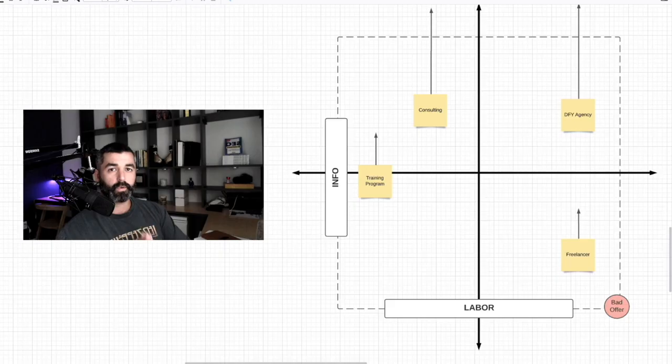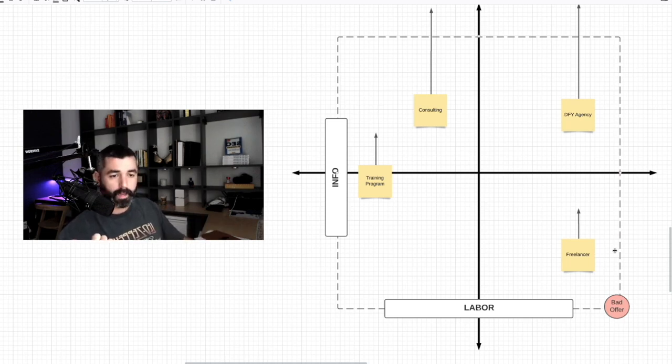That's it here. So I just migrated this chart over here to something more workable and plottable in Lucid app. So again, what you're looking at is the exact same plot, info on the left, labor on the right. And then what I've got are the four basic offers, if you will, in terms of service delivery, right? So you've got a freelancer, a done-for-you agency, consulting, also coaching I'll put in there, and then training. I just wanted to help you understand and contextualize where these different business structures and offers fall in this model.